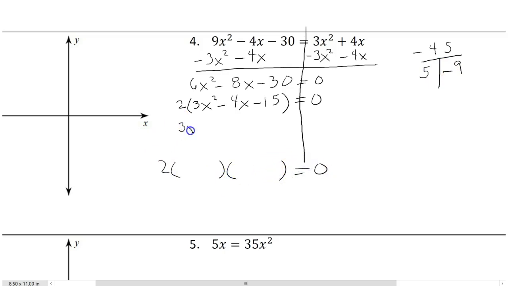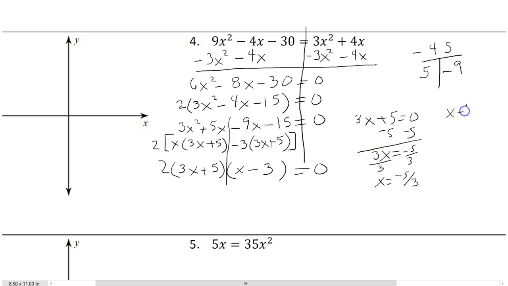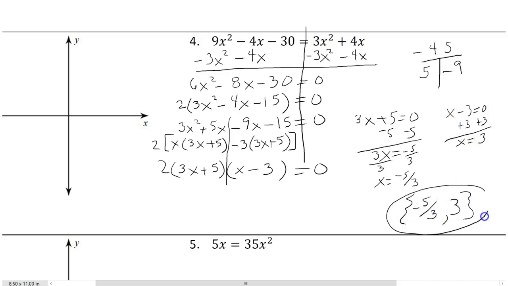Write 4 terms to replace the trinomial. 3x squared plus 5x minus 9x minus 15 equals 0. Factor both sides. The factored form is 2 times 3x plus 5 times x minus 3. Write 2 equations and solve them. 3x plus 5 equals 0 yields x equals negative 5/3, and x minus 3 equals 0 yields x equals 3. The 2 solutions are negative 5/3 and 3. Imagine these as the x-intercepts of a parabola.